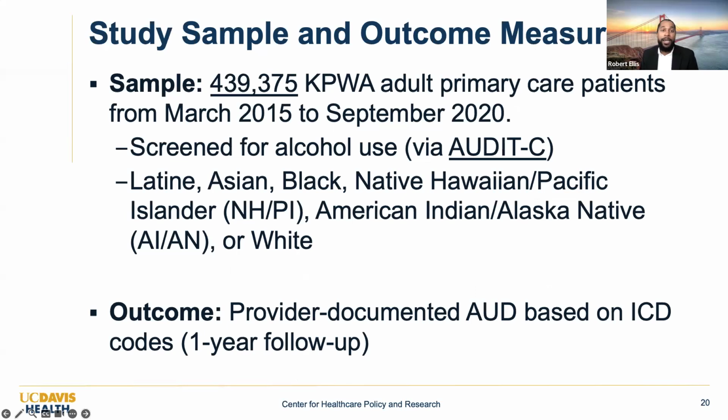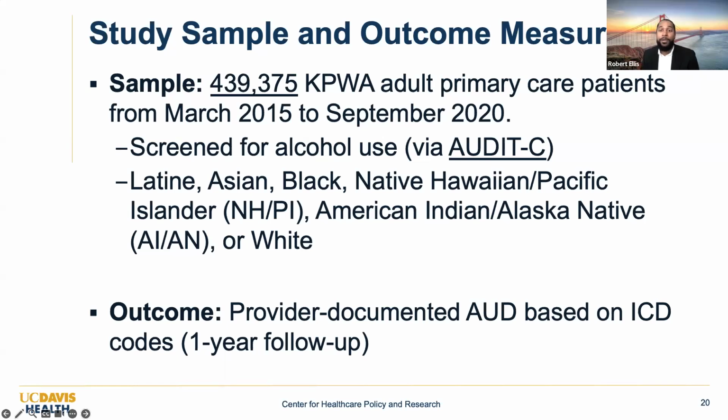The inclusion criteria includes 18 or older, had a primary care encounter from March 2015 to September 2020, had an alcohol screening via the AUDIT-C documented in the EHR on the same date or within the prior year of the index visit, and were documented as Latina, Asian, Black, Native Hawaiian, Pacific Islander, or I'm going to refer to it as NHPI, American Indian, Alaska Native, or AIAN, or white. And if more than one encounter was eligible for a patient, one was randomly selected at the index encounter.